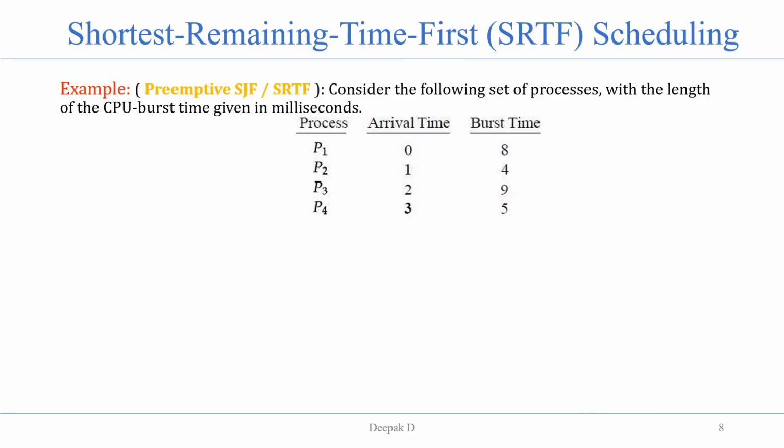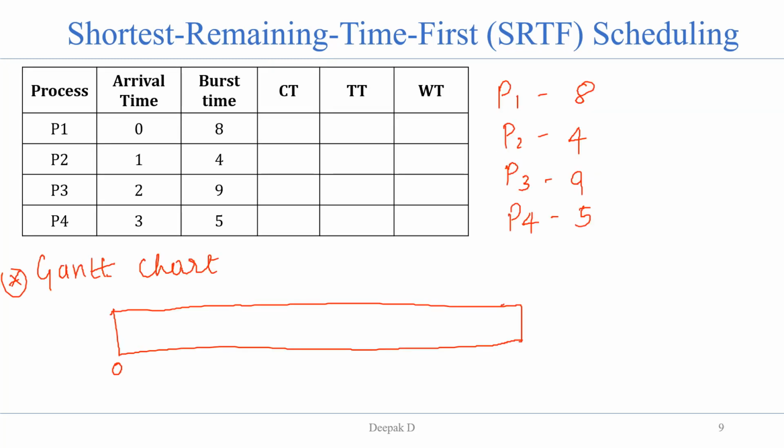Now let's consider another type of problem with respect to the SJF, that is preemptive SJF, and it can also be called as SRTF. The arrival time and the burst time are given. We need to identify the turnaround time and also waiting time for each process and also the average of these. In this problem, you can see process P1 has arrived at 0th millisecond and no other process has arrived till now.